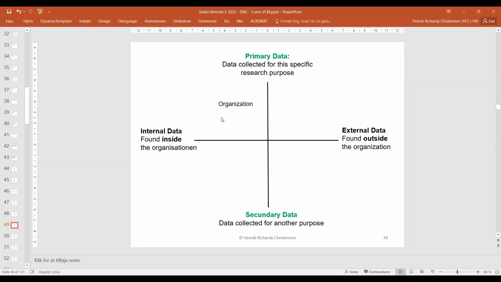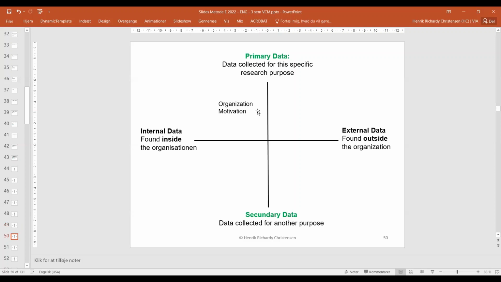And when it's about how people feel about our organization, it's primary data, and it's something that we are collecting with this specific purpose to find out how do people feel about our organization. If that is the case, then we find it here. And it probably means we're going to do a survey, or we are going to interview people, we're going to do focus group interviews or something else, but we have to spend time on it.